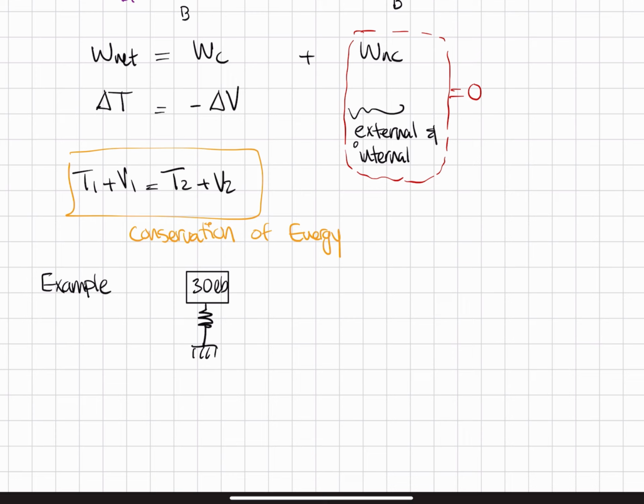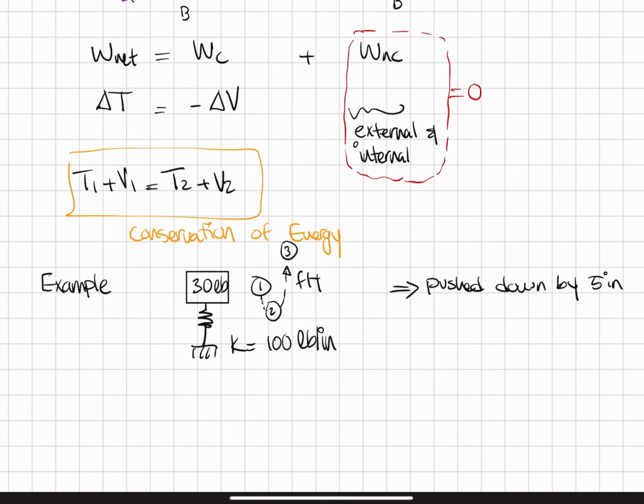What I decide to do is I take this mass from position 1, I squish it down to position 2, and then I let it fly up. So it flies to position 3. K here is equal to 100 pounds per inch. And the amount we push down is by 5 inches.